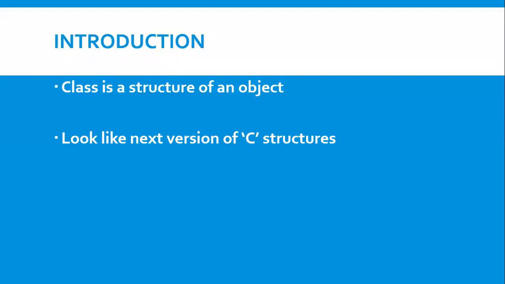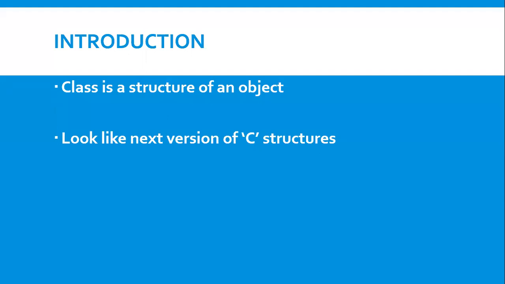So this class will look like a next version of C structures. I think most of you already know what a C structure is, how to create a C structure, and what are the things that are contained in the C structure. Along with the variable declarations you already know from the structure, the class will contain the operations. That is what we call methods.